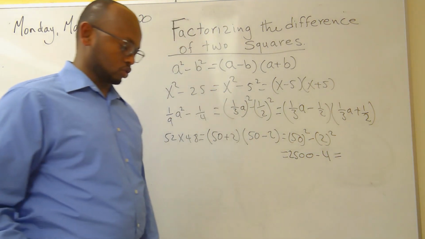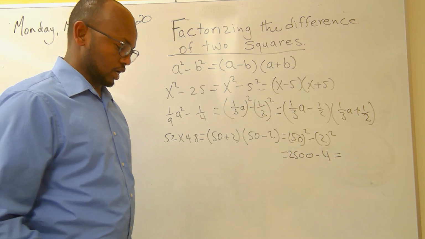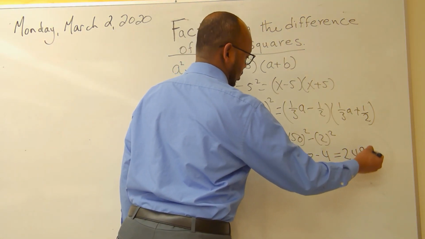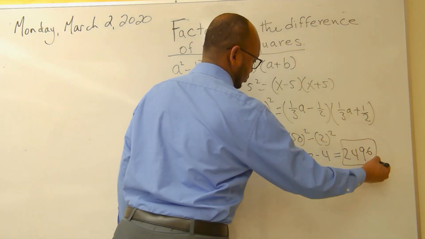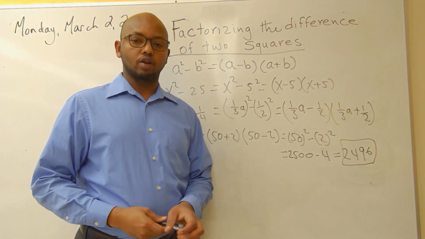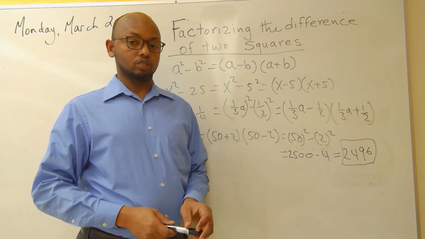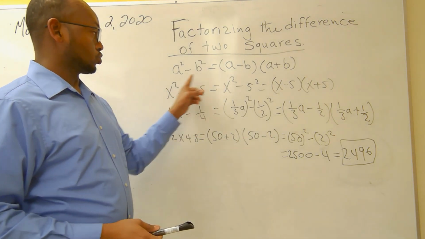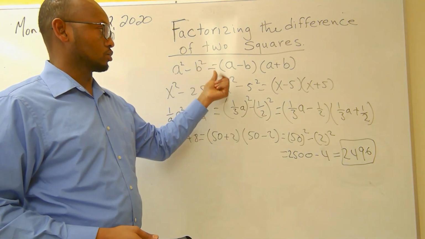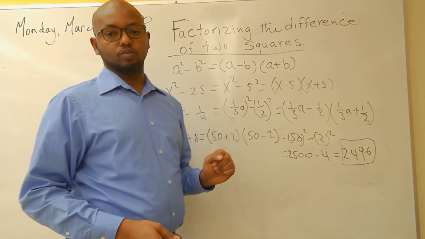When I subtract these two numbers, what is the answer? It's 2,496. Is that clear? So it is 2,496. In general, you need to use this formula: a squared minus b squared is a minus b and a plus b.